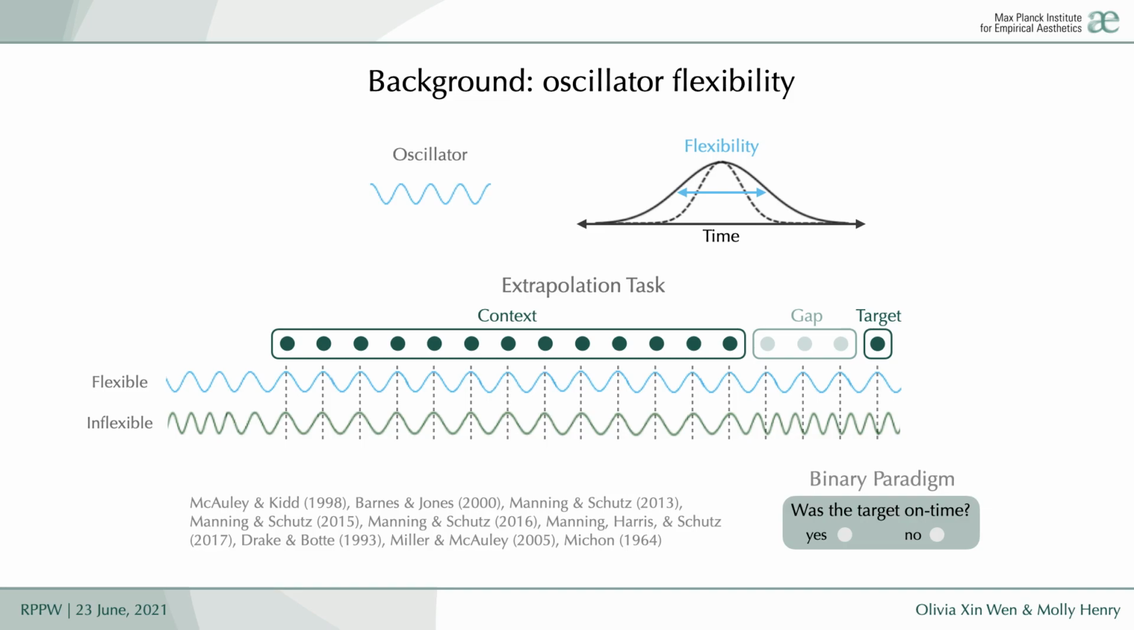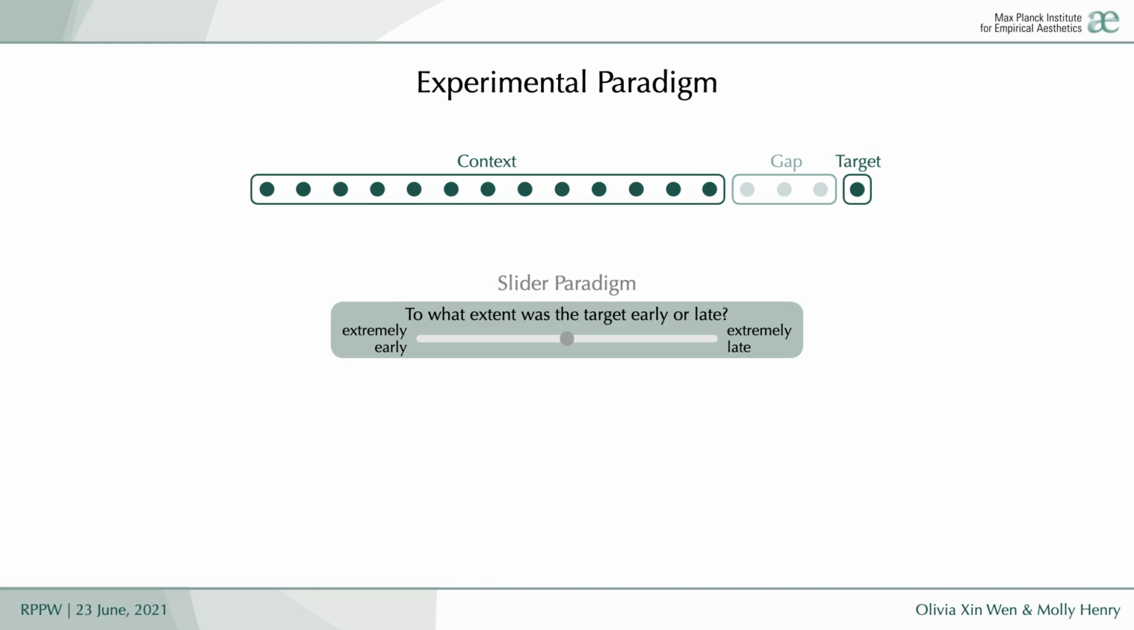The target timing judgment is typically collected using a binary paradigm, asking participants whether the target was on time or not. These studies are usually conducted in the laboratory. However, as our labs were closed during the pandemic, we had to be creative and come up with an alternative online paradigm.